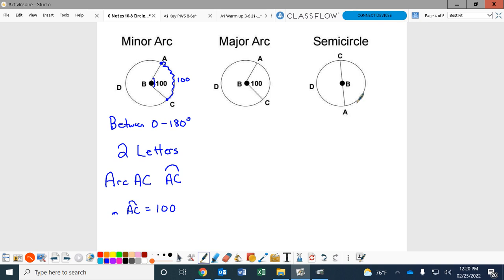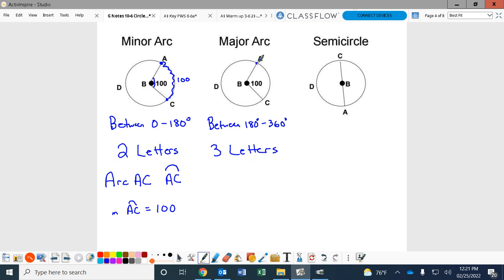Okay, a major arc is different. A major is between 180 and 360. Guys, it's not the whole circle, and it's not the semicircle. It's not exactly 180. It's anywhere in between 180.1, 359.99999. Those are all in between that. Right? It's named by 3 letters. This is really important when we show this.